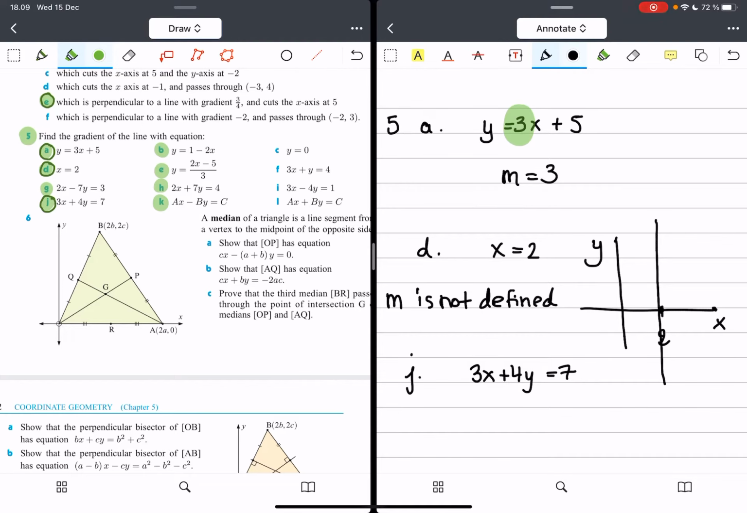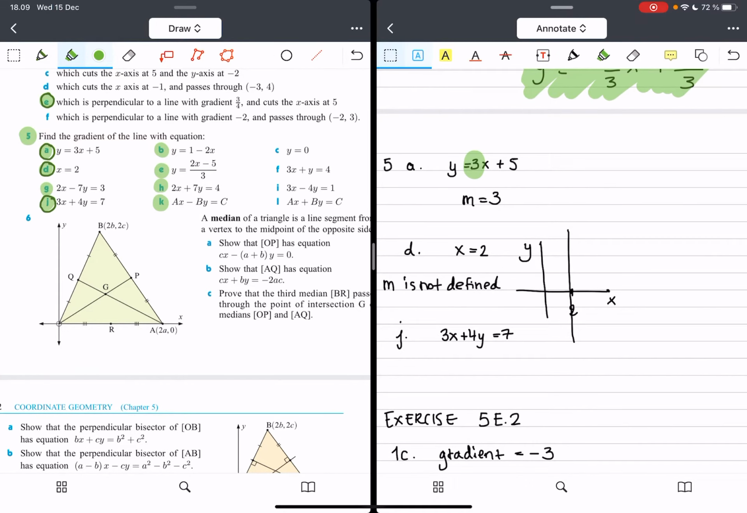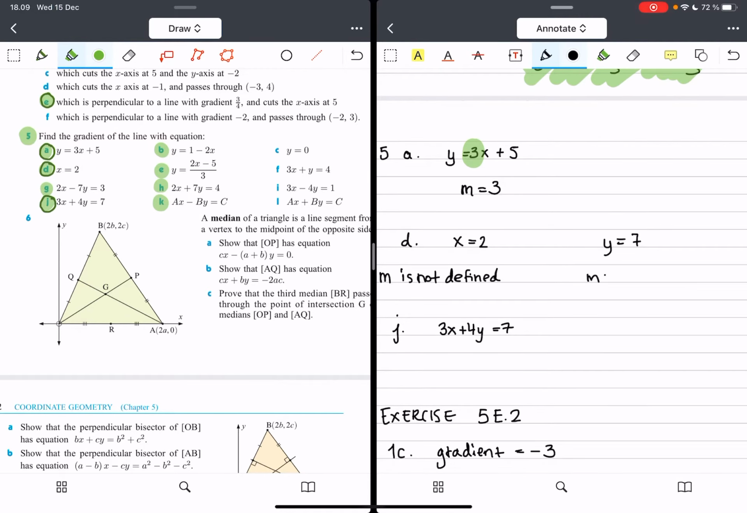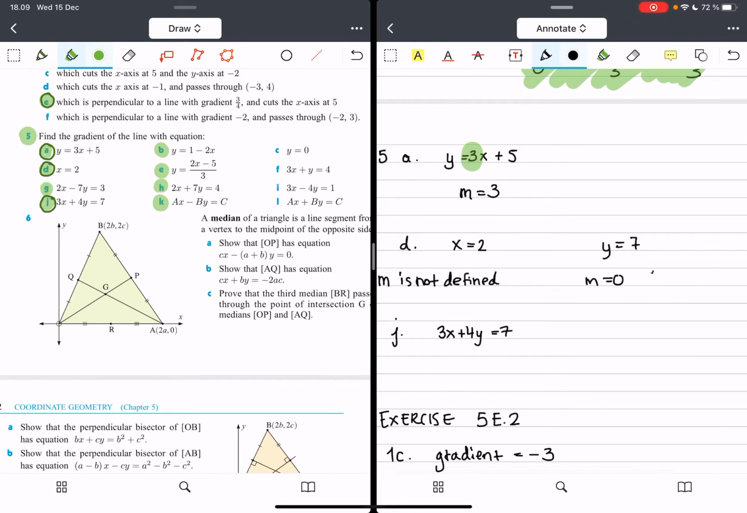And that's because your line is vertical. In the case where your line was horizontal, let's say that you have y equals 7, for example, it means that your slope is 0, and that would be a horizontal line. Horizontal. And here is vertical. Okay.